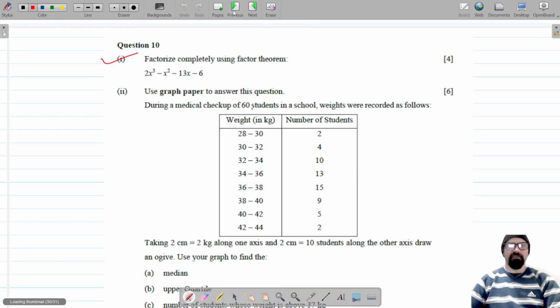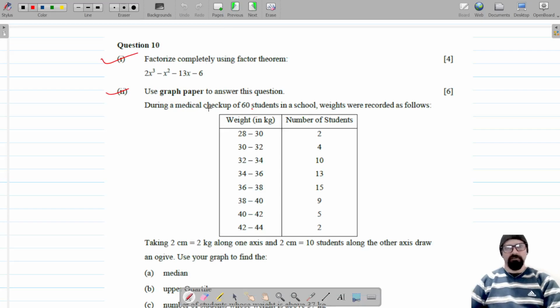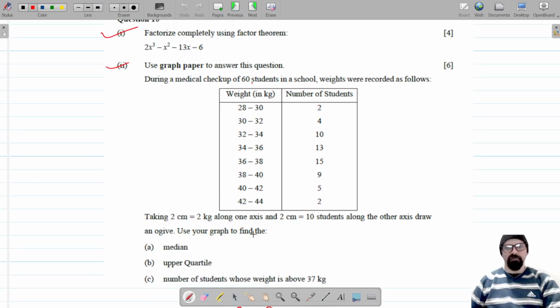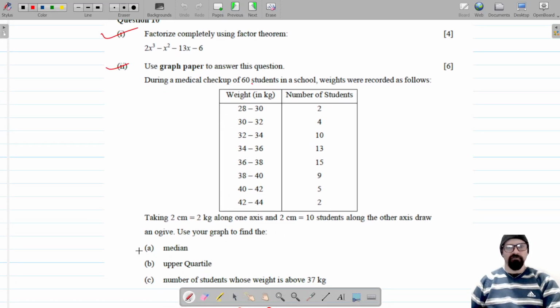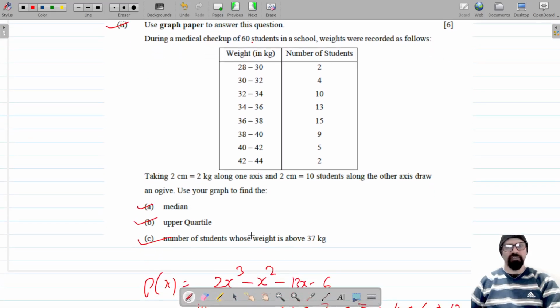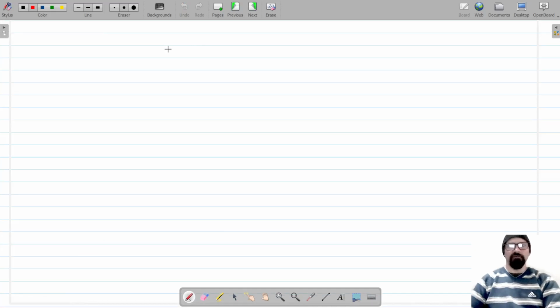Okay, and moving on to the second one, we have to use graph to answer this question. During a medical checkup of 60 students in a school, weights were recorded as follows. We have to use the graph to find the median, upper quartile, and the number of students whose weight is above 37 kg. So I'm going to plot this graph here.